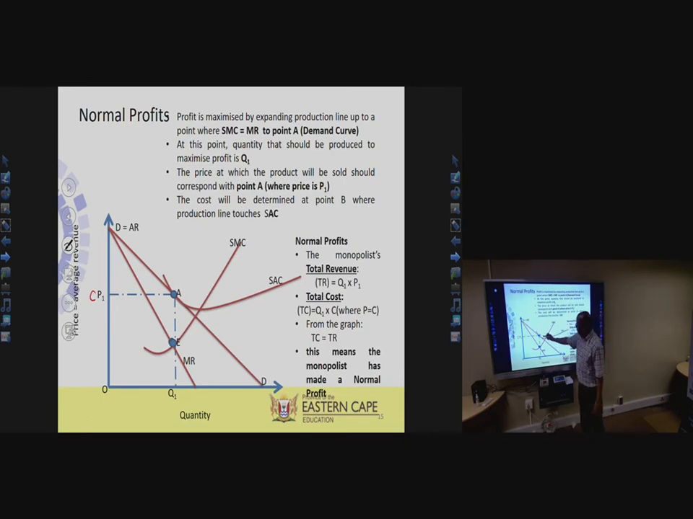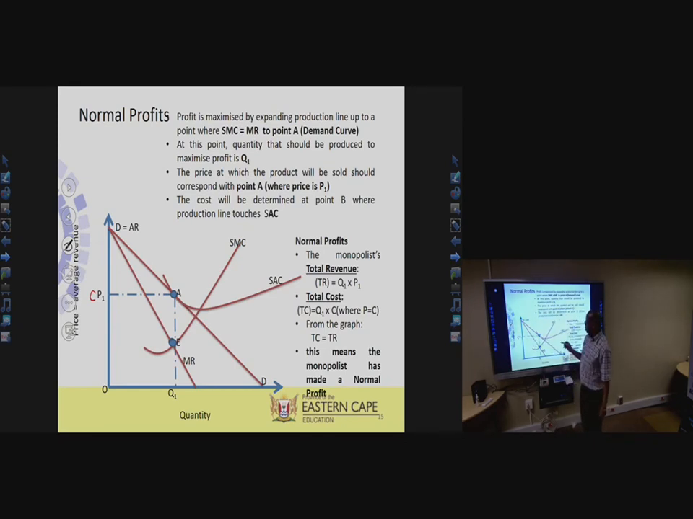Our next slide is the normal profit. Profit is maximized by expanding production up to a point where MC is equal to MR. As we can see, we all know these graphs. When MC cuts MR, we get the quantity, and then we are maximizing the profits. Then we check at what price we must sell that product.